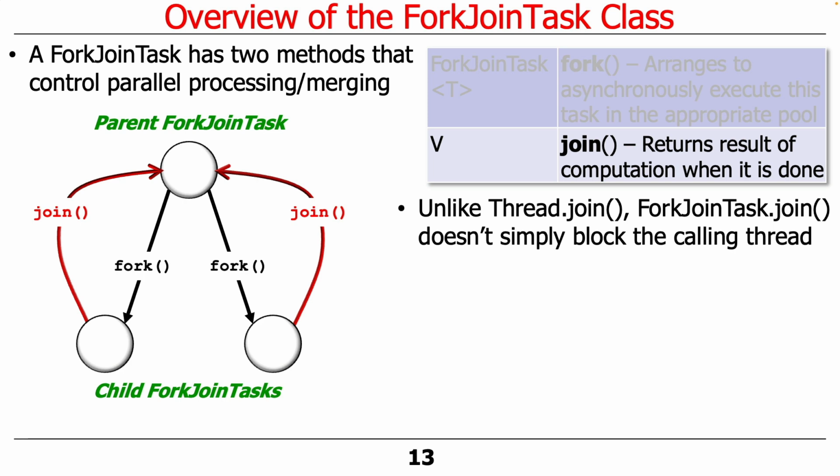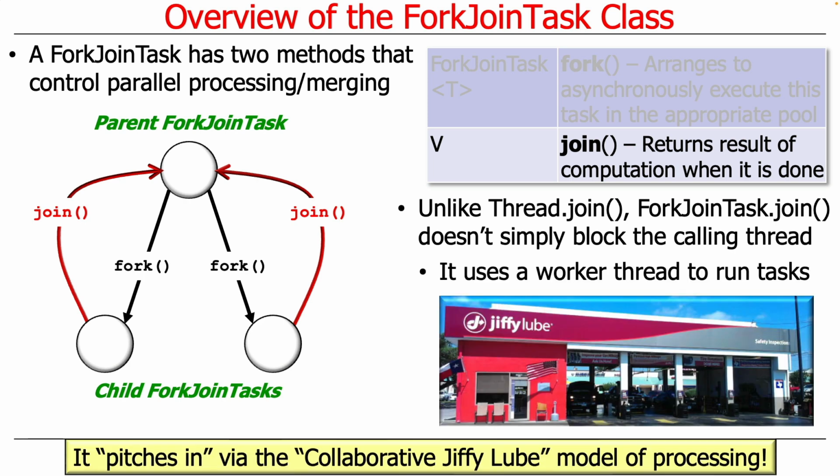Join on a thread will wait for that thread to finish. It'll block. But ForkJoinTask doesn't block. Instead, it uses the worker thread that called join to pitch in to run other tasks. And this is what I call the collaborative Jiffy Lube model of parallel processing.